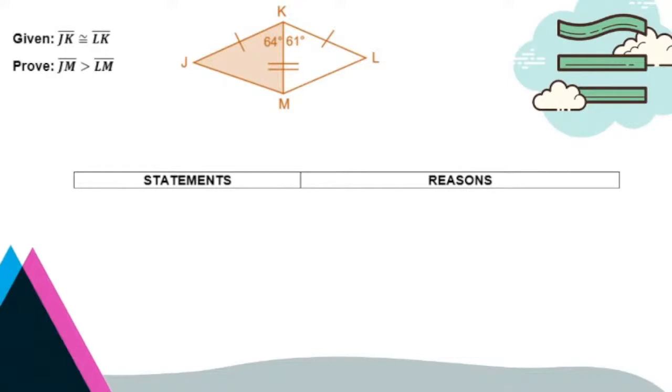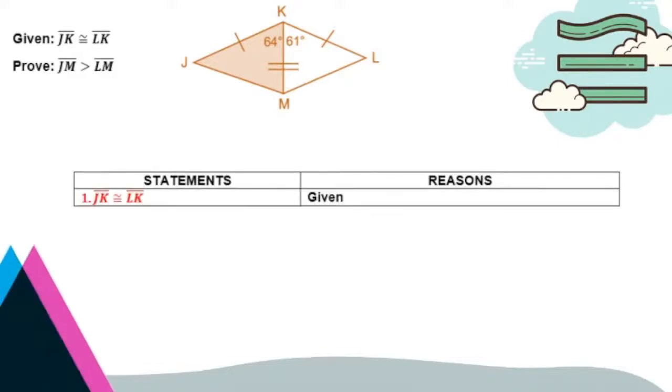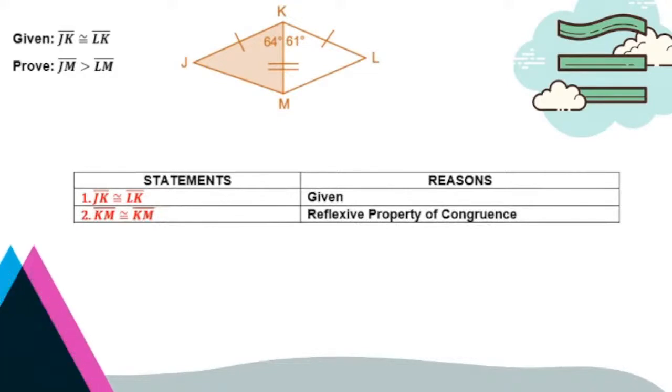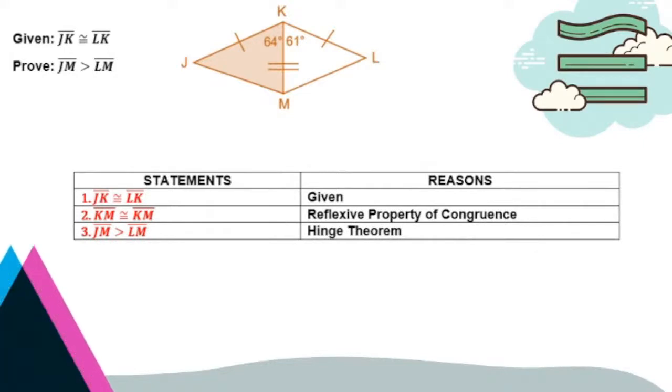Let us do the two-column proof. First column, statements. Second column, reasons. First statement, segment JK is congruent to segment LK, and the reason is given. Number 2 statement, segment KM is congruent to segment KM, and the reason is the reflexive property of congruence. Therefore, we now prove that segment JM is greater than segment LM, and the reason is the Hinge Theorem.